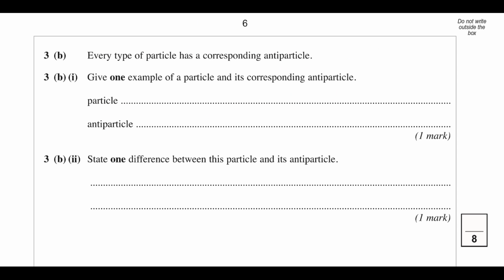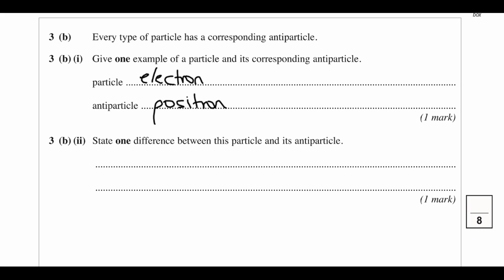Every type of particle has a corresponding antiparticle. Give one example of a particle and its corresponding antiparticle. There's so many ones we can give. Let's just give the first one that was discovered. So electrons were discovered ages ago, but the first antiparticle that was discovered was the positron. So let's give that one. Obviously, there's a whole range you can pick from. Most of them just put the word anti in front of it and it becomes its antiparticle. State one difference. The difference between them is the charge.